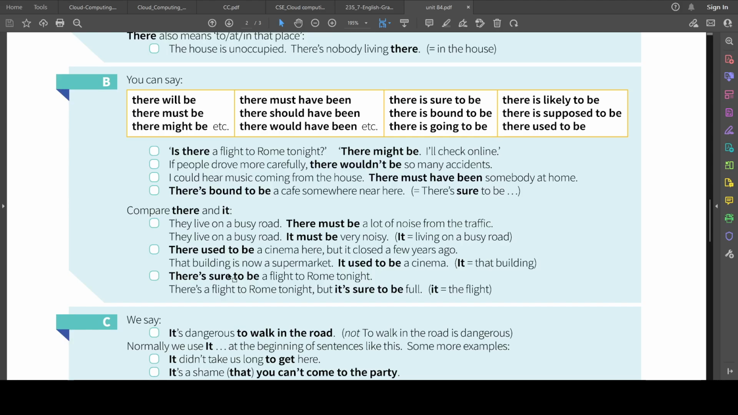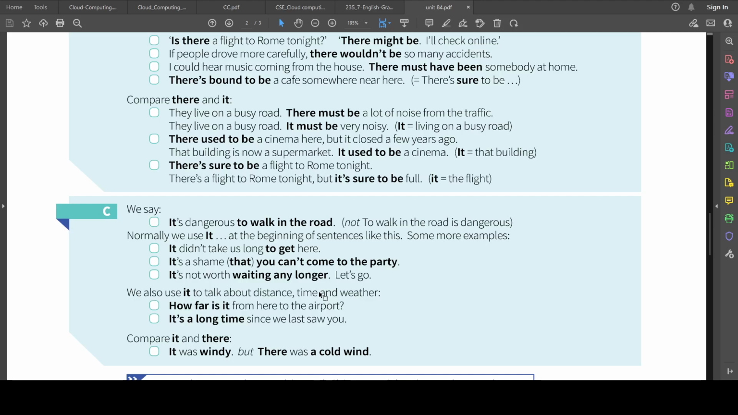Check it out. The first one, there's sure to be a flight to Rome tonight. We are talking about the existence of a flight to Rome tonight. But the second one, we are saying that the flight is sure to be full. So we are using the pronoun it in order to refer to the flight. In this case, there's a flight to Rome tonight. It refers to the flight to Rome tonight.